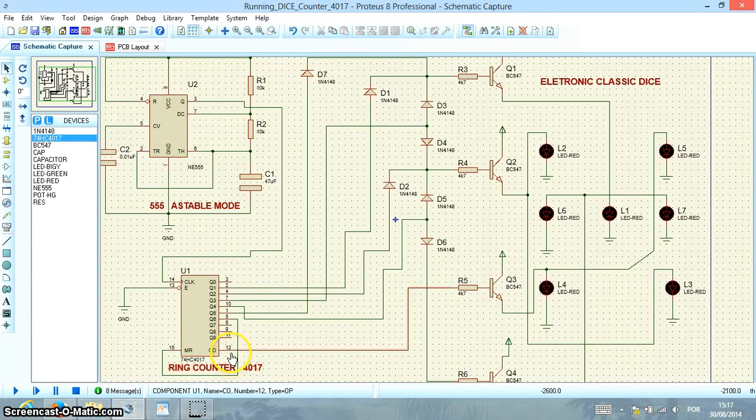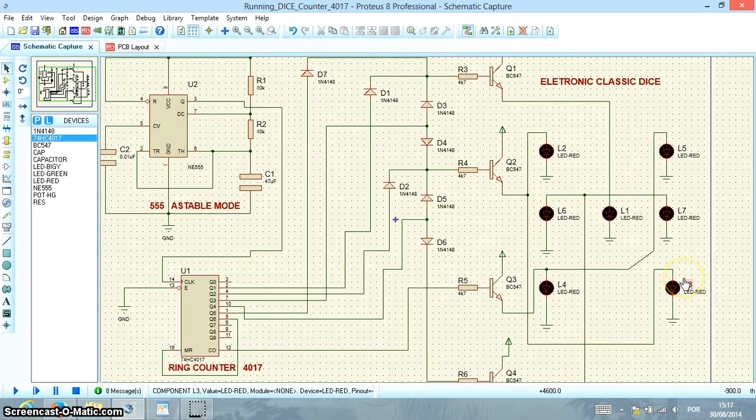In this Proteus simulation, we demonstrate the operation of a ring counter, the 74HC4017. The clock pulse comes from a 555 timer, running the counter at about 1 hertz. This circuit is mostly for exercising and fun. Join a 4017, a 555 timer, and some LEDs.